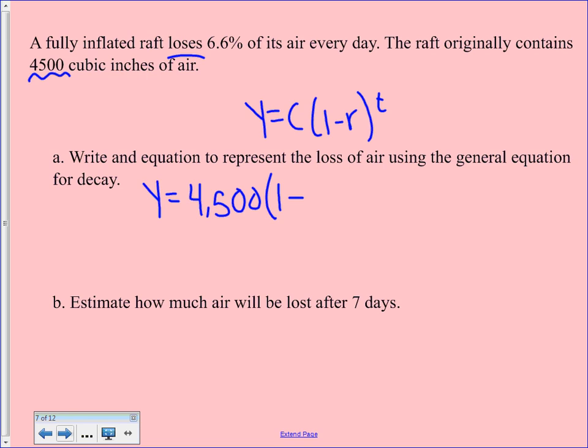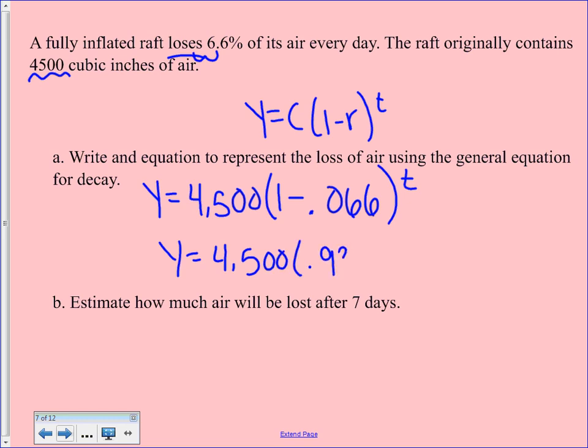Now that rate is in percentages. Because it's a percentage, I want you to convert it to a decimal, so you're going to move that decimal point over 2 places. And then you're going to raise that to a t power. We don't know what the time is yet, so we're going to leave it at t. The last thing I want to do is simplify what's in that parenthesis. And when I do that, I'm left with 0.934 raised to the t power.